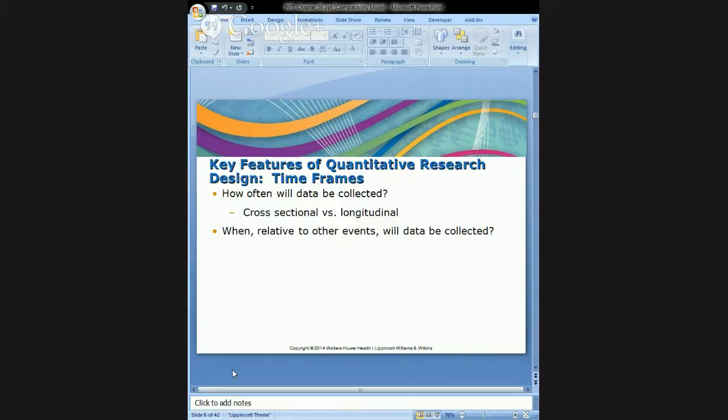Now, longitudinal would mean that we are spreading our data collection out. So say we do a survey today, whenever you're first starting out in this course, then we give you the same survey in a couple months when you're halfway through the course, and then we give you the same survey at the end of the course. And that's considered a longitudinal design. You're collecting data at multiple points in time.